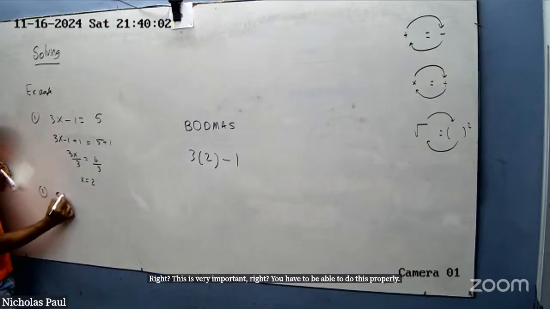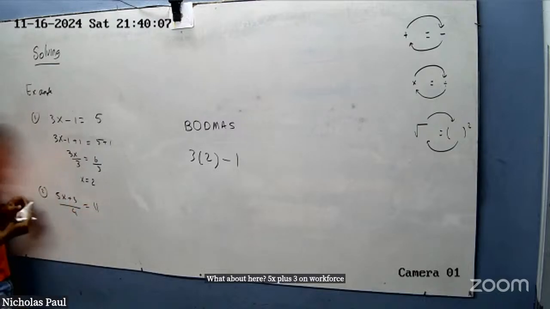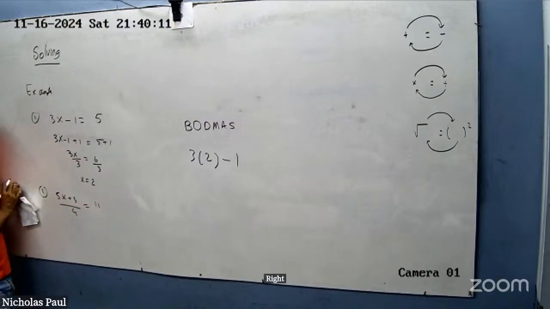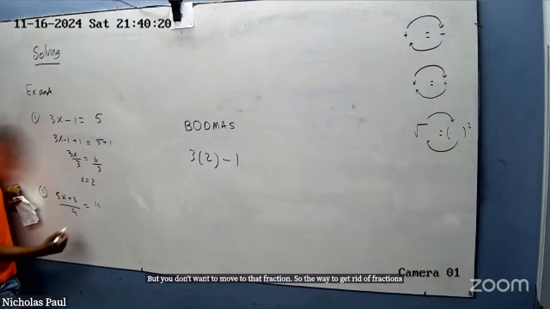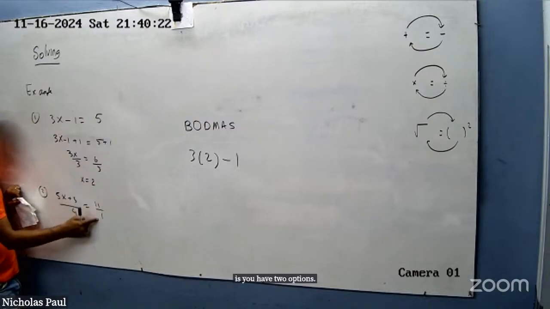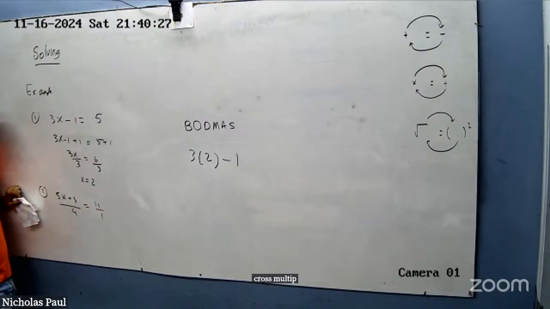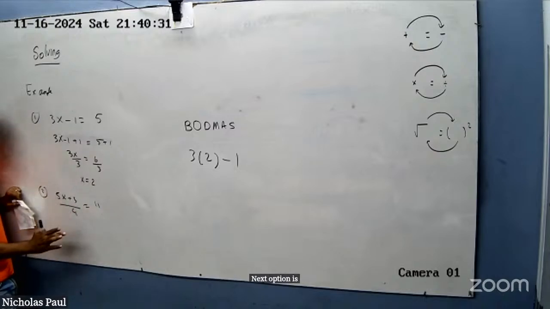What about here? 5x plus 3 all over 4 is equal to 11. Here we have a little problem. All of a sudden we have a fraction here. But you don't want to move with that fraction. So the way to get rid of fractions, you have 2 options. If you have 2 fractions separated by an equal sign, cross multiply. That's option 1. Next option is this fraction, I don't want to work with it, so I'm going to multiply everything by 4.